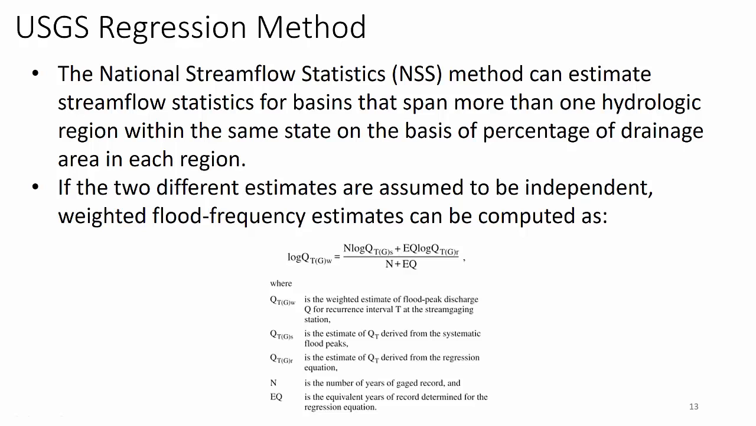Let's see, QTGS is the estimate of QT derived from systemic flood peaks, plus EQ, which is the equivalent years of record determined for the regression equation, times QTGR, which is the regression equation estimate of QT, over N plus EQ. So it's a ratio.